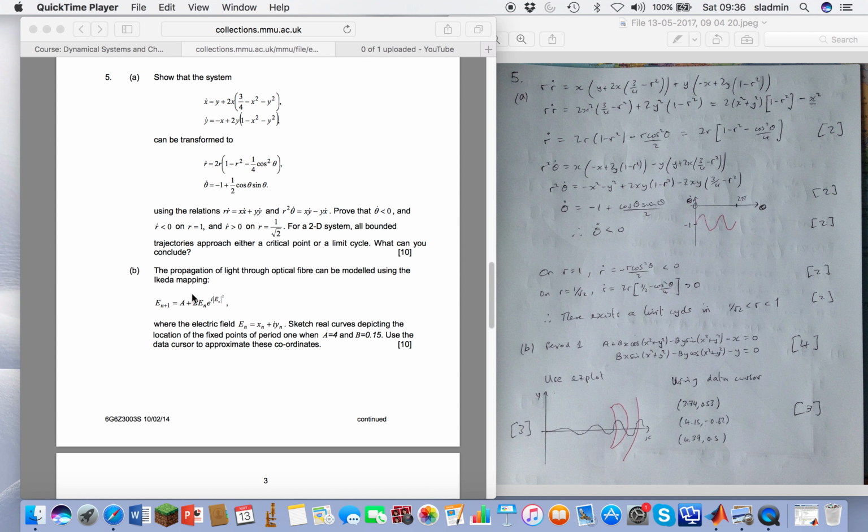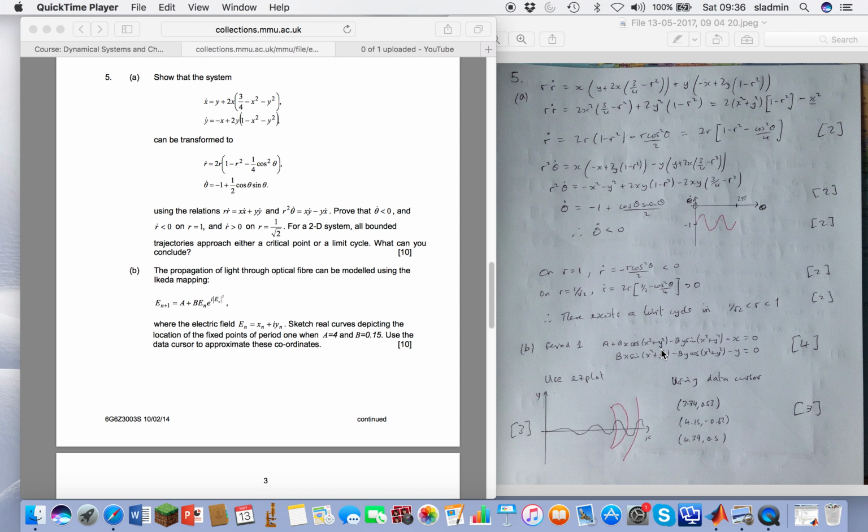For part B, we want to determine fixed points of period 1 for this mapping. If you look in your notes, we can write z n equals x n plus i y n. We can split into real and imaginary parts, and here are the equations. So the first equation is the real part, and the second equation is the imaginary part. Again, we can use MATLAB to sketch these curves. We know that A is equal to 4 and B is equal to 0.15.